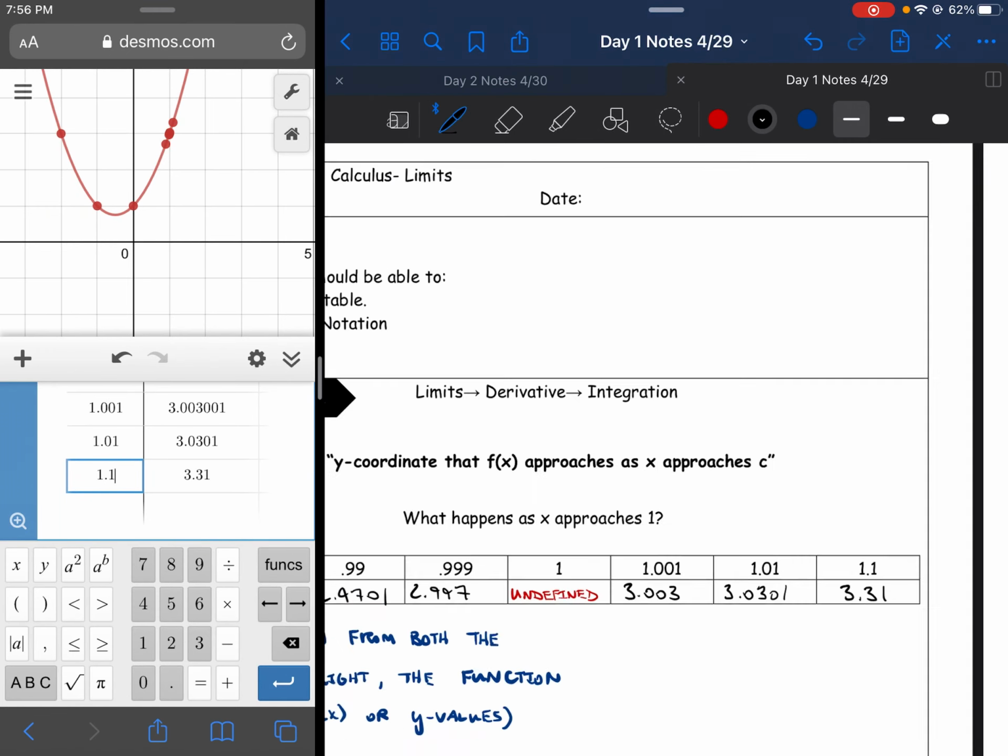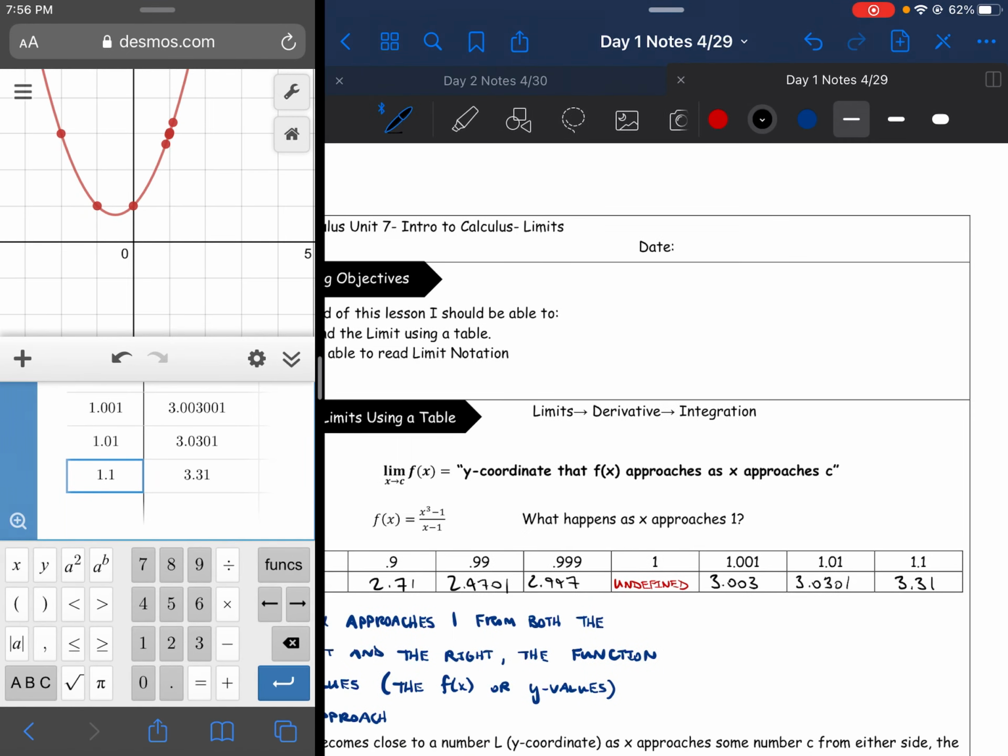Okay, so let's look at the pattern here. If we look at the function values, as the x values get really, really close to 1, as we start getting really close to 1 from the left side of 1, we can see it goes 2.7, 2.97, 2.997, and then on the right side, 3.003, 3.0301, 3.31. So as we close in on 1 from the left and the right, these function values are getting really, really close to 3. Now, it's not equal to 3.